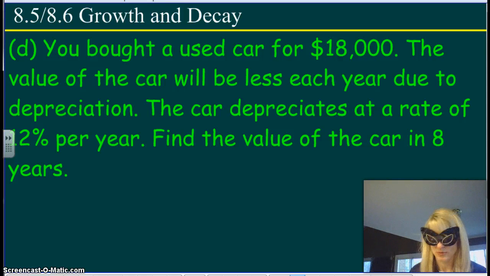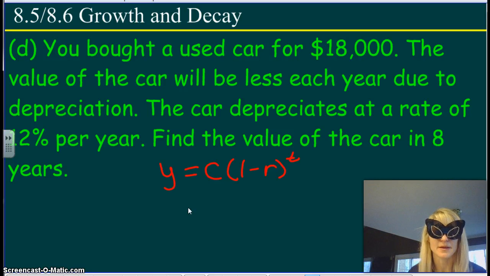So if we look at this one, and we want to use our equation here, this time we have Y equals, and we can use C or P, it doesn't really matter, but we have 1 minus the rate to the T power. So here, I put in my $18,000 as my original amount. The value of the car will be worth less each year, and the car depreciates at a rate of 12%. So we have 1 minus 0.12, because we divide that by 100 to put in a decimal, and then raise it to the 8 years, right?